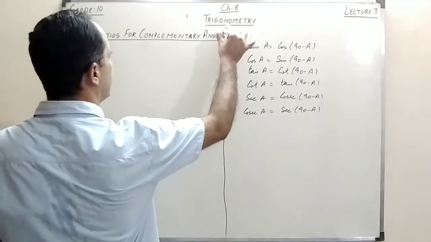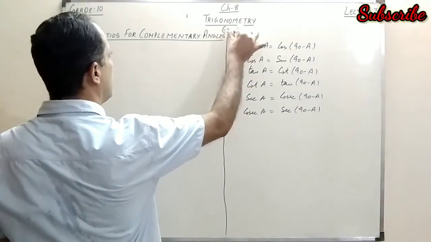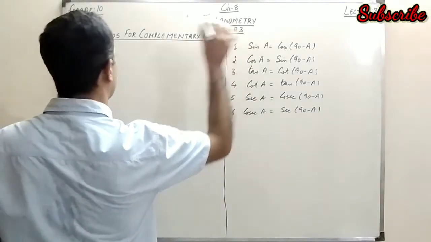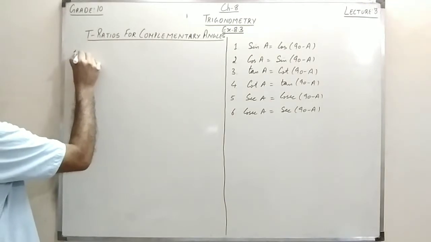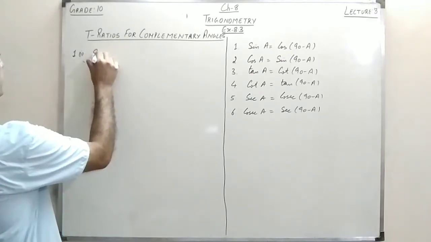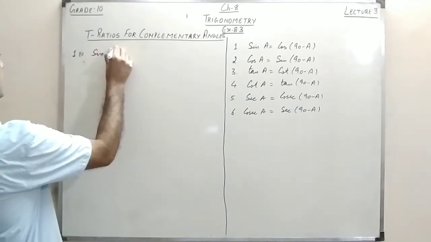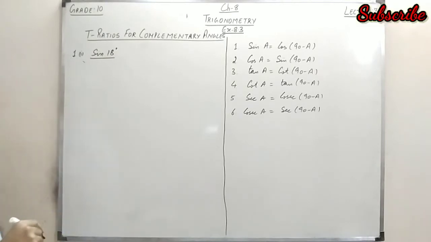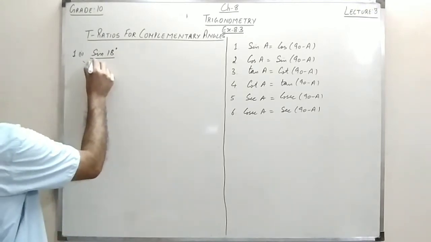Now we talk about exercise 8.3. First question, first part. It is written: evaluate sine 18 degrees upon cos 72 degrees.